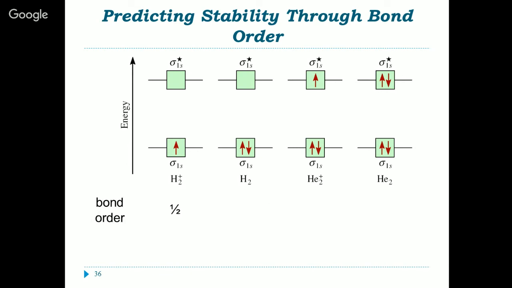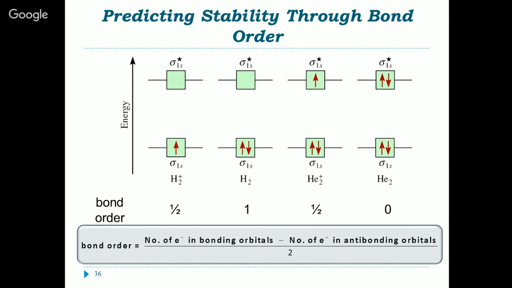So I'm looking at the number of bonding electrons minus the number of anti-bonding electrons, and then I divide by 2. So 1 minus 0 is 1, divide by 2, 1/2. 2 minus 0 is 2, divided by 2 is 1. Did I say divide by 1/2? I meant multiply by 1/2 or divide by 2, whatever. Here I have 2 minus 1 is 1, divided by 2 gives me 1/2. Here I have 2 minus 2, which is 0, divided by 2 gives me 0.